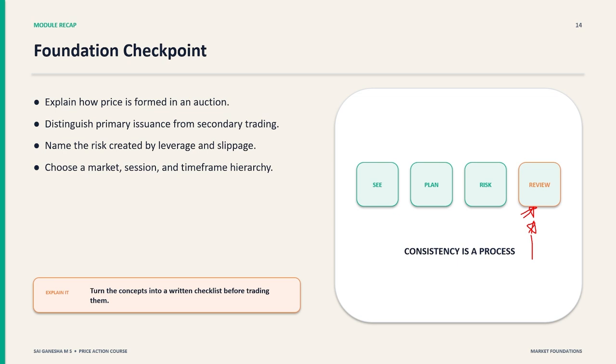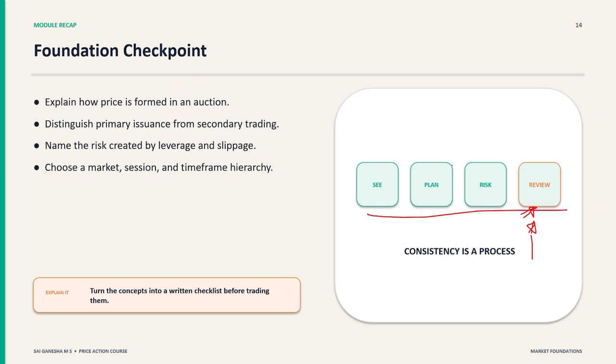Before moving forward, I want you to make a small checklist. Write down these things. Which market am I planning to trade? What time will I trade? Which higher time frame will I use for direction? Which lower time frame will I use for entry? Higher time frame for direction and lower time frame for entry. And how much am I prepared to risk on one trade?